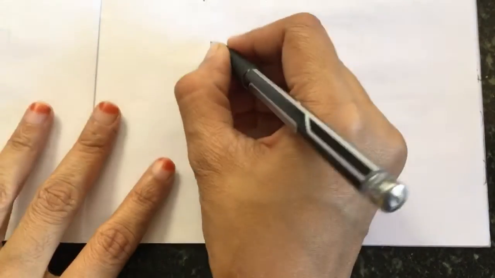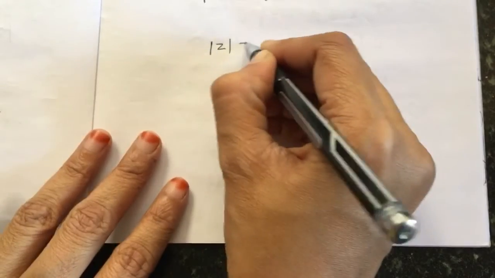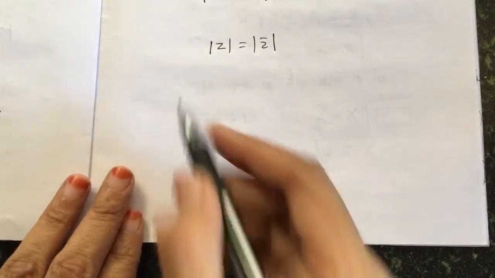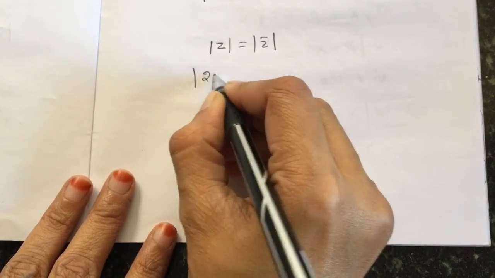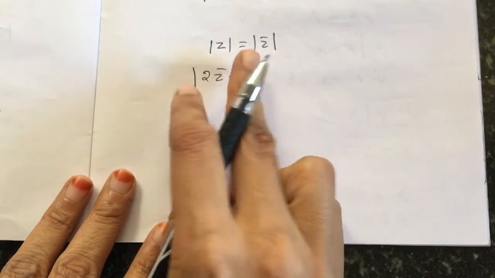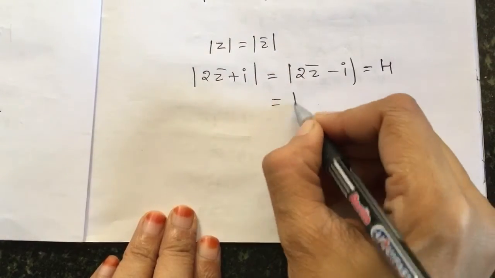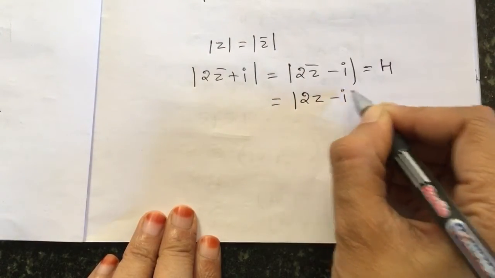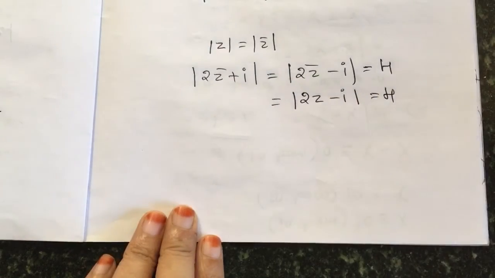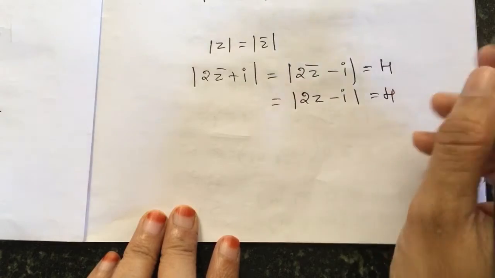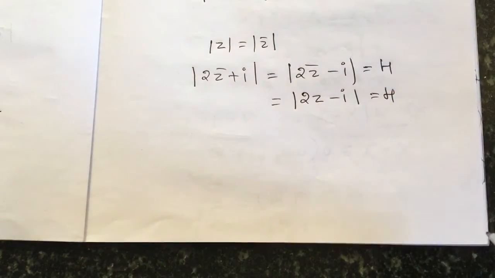Okay, the condition is modulus of 2z bar plus i equal to 4. See, we know mod z equals mod z bar, right? The same thing I'm applying here. Modulus of 2z bar plus i, taking this whole as a complex number, is the same as modulus of 2z minus i equal to 4. In the sense, the mod of the conjugate is equal to the mod of the number, right?